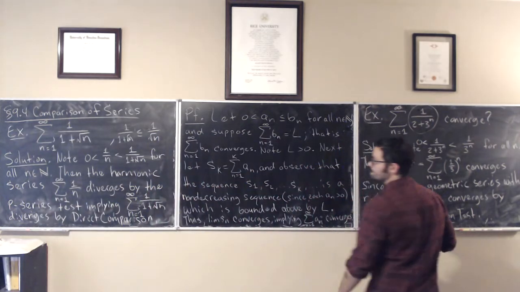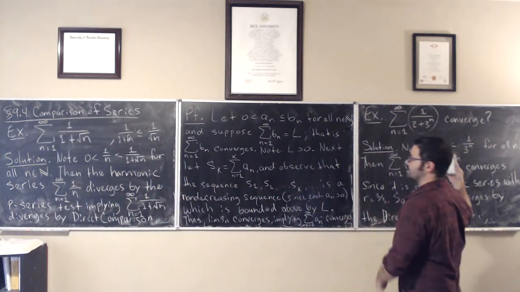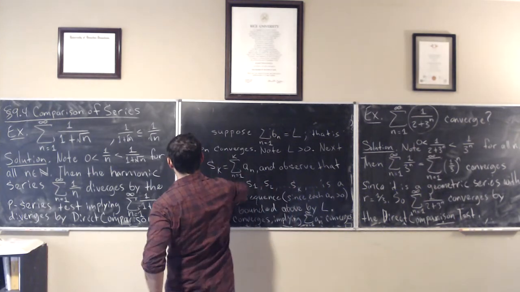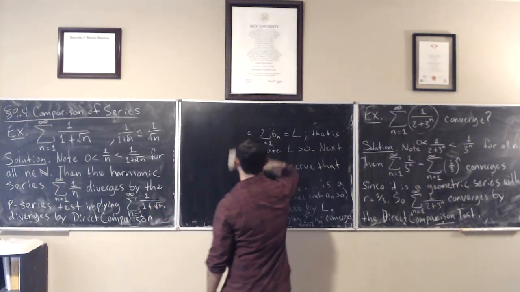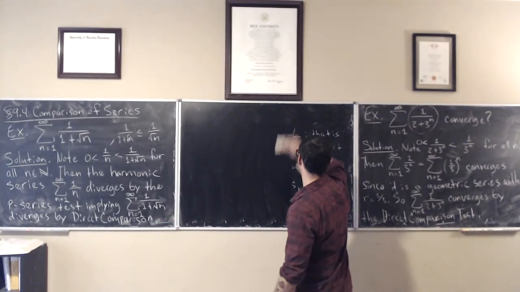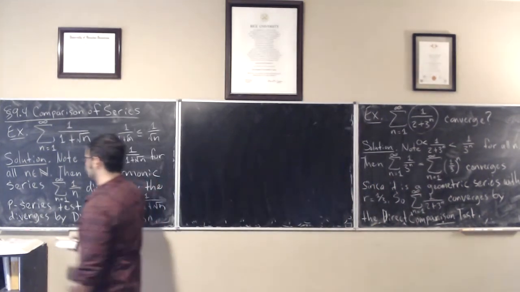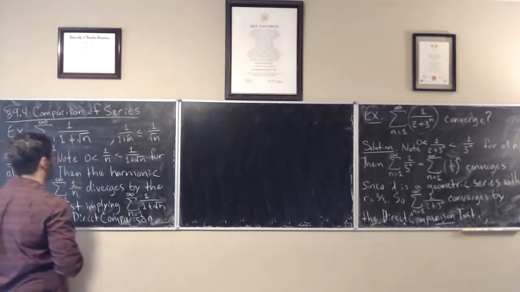Okay. So this is an example of from above and then from below, basically using part 1 and then part 2 of the direct comparison test from the previous step. Okay, what's the next theorem? Oh, limit comparison.